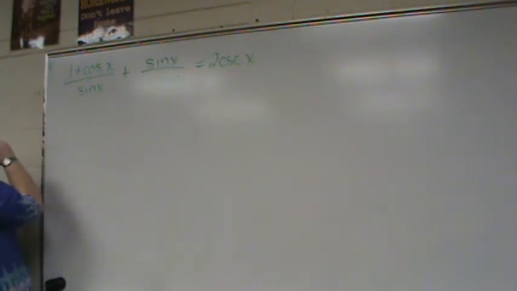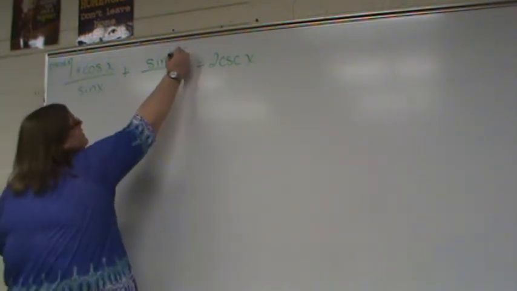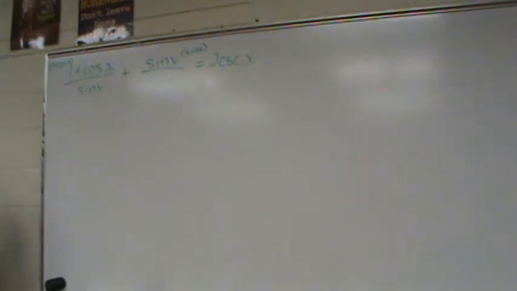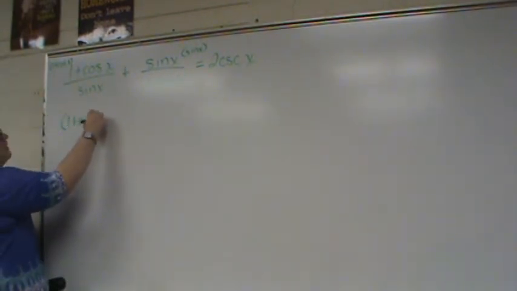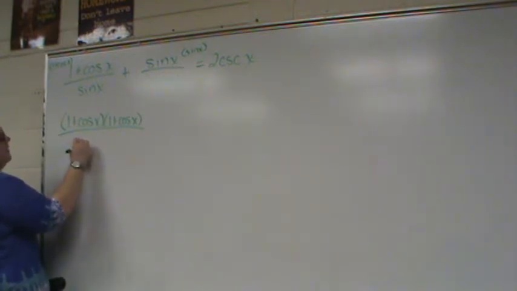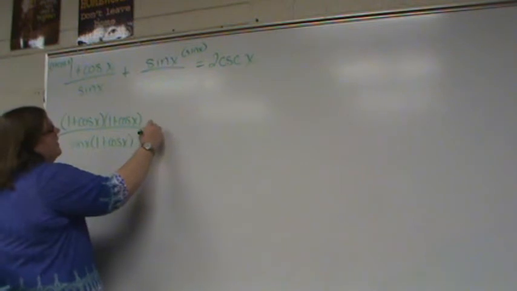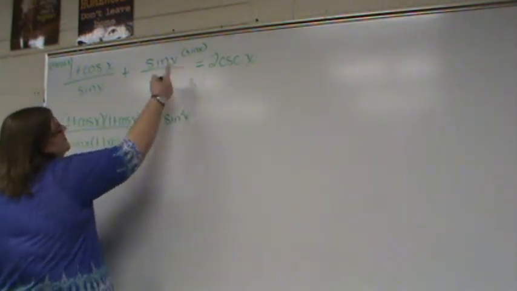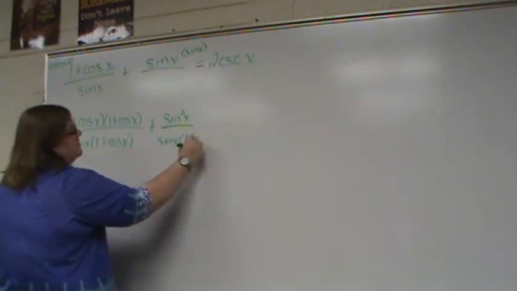So this side, we're going to multiply it by that 1 plus cosine x. And over on this side, we're going to multiply by sine x. And we're multiplying the top and the bottom, even though I only wrote it on the top. So this term is going to become 1 plus cosine x times 1 plus cosine x, over our new denominator, which is sine x times 1 plus cosine x. And then our second term is going to become sine squared x, because sine times sine, over sine x times 1 plus cosine x.